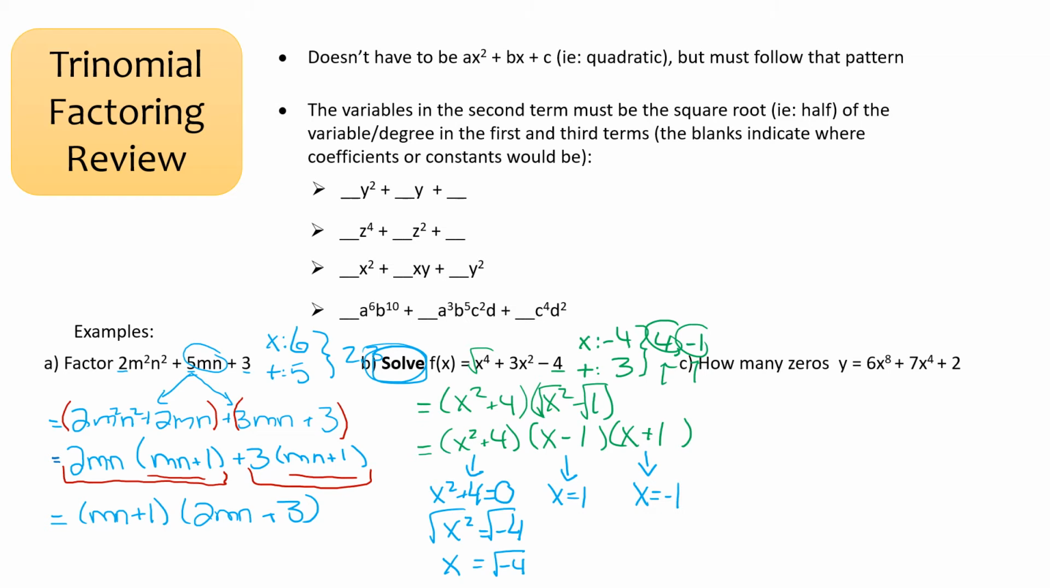Part C, how many zeros are in this question? Okay, this has a power of 8, has a degree of 8, which means it could have 8 zeros. It could have 8 x-intercepts. So it's an even power, which means it looks like it's going to have the general kind of end behavior of a parabola. So you can have both ends up or both ends down. My leading coefficient is a 6. It's positive. That means my function is going to have both ends up.